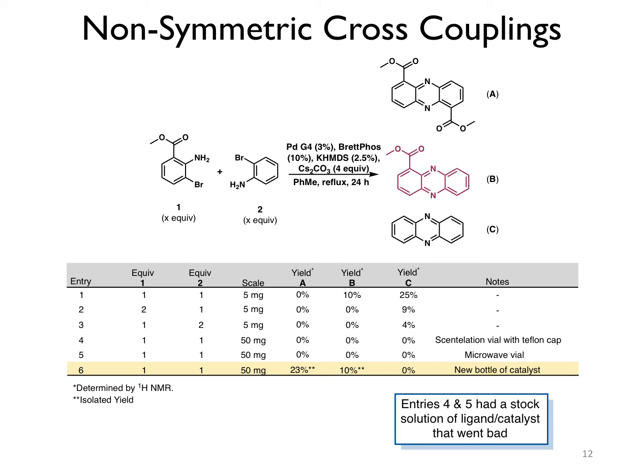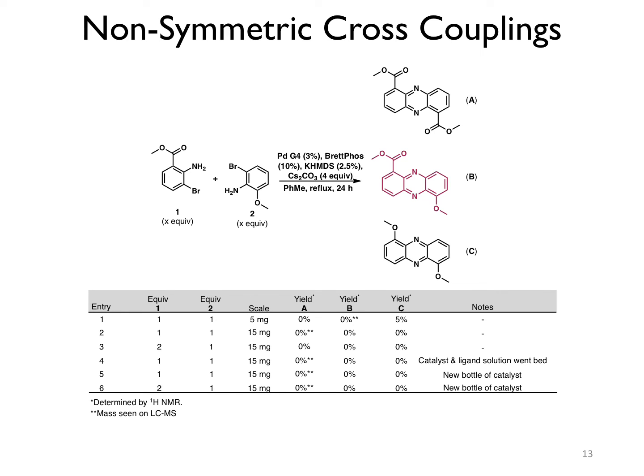compound B in 10% yield. I was also able to produce compound A in 23% yield, which we had never been able to synthesize before. And so this taught us that catalyst health was really important to the success of these reactions.